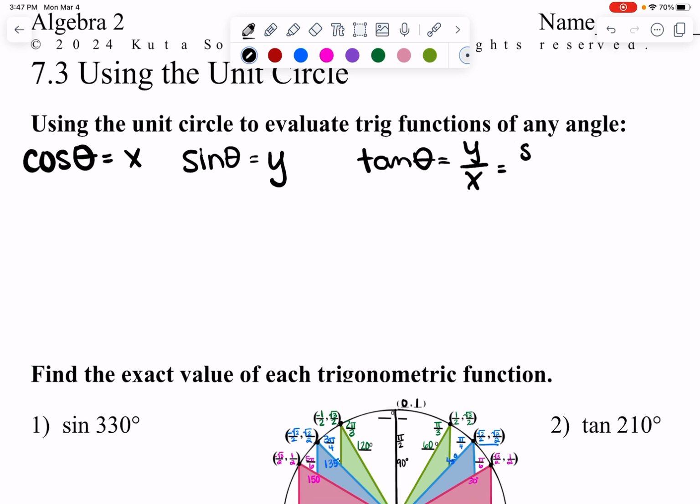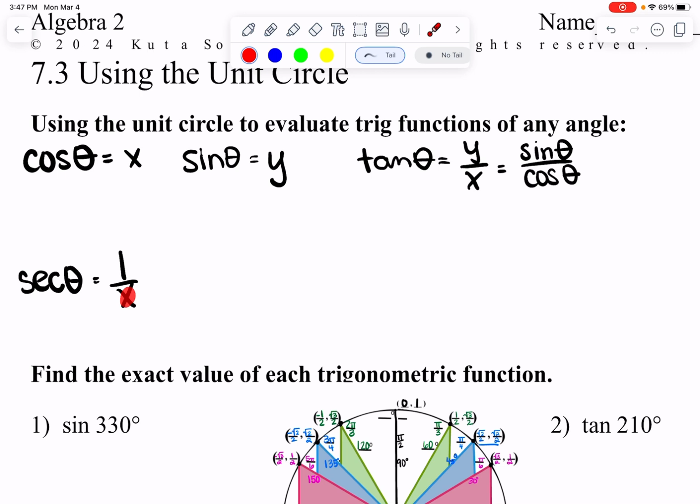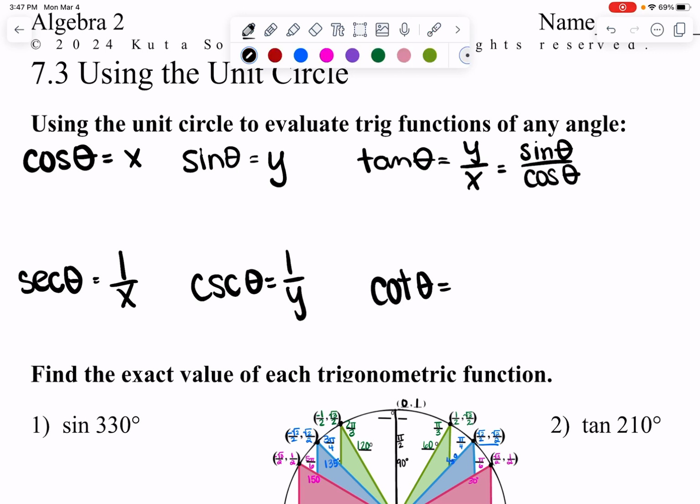Or you can think of that as sine over cosine. And for our reciprocal identities, cosine's reciprocal is secant. So secant will be 1 over x. Or you can think about that, if x is already a fraction, you can just flip x. Sine's reciprocal is cosecant, so it'd be 1 over y. Again, if y is already a fraction, you can just flip it. And then cotangent, which is tangent's reciprocal, will be x over y, or cosine over sine.